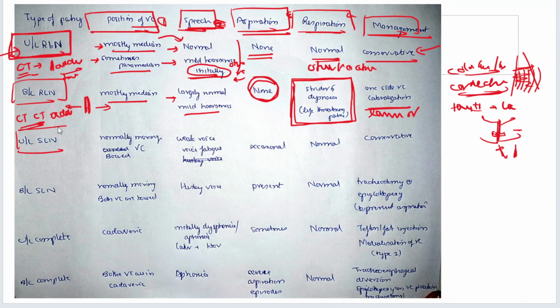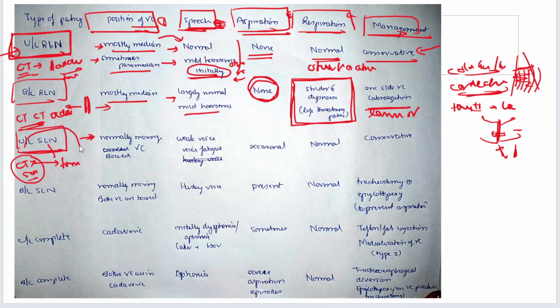What happens in unilateral superior laryngeal nerve palsy? Cricothyroid is gone. Sensation is gone. If the cricothyroid is gone, what happens? It is an abductor, but other abductors are there, like the posterior cricoarytenoid supplied by the recurrent laryngeal nerve. So the vocal cords will be moving normally. The only thing is that the cricothyroid is a tensor of the vocal cord.